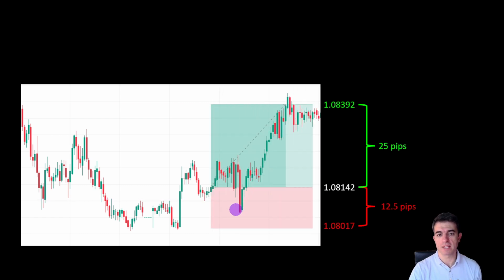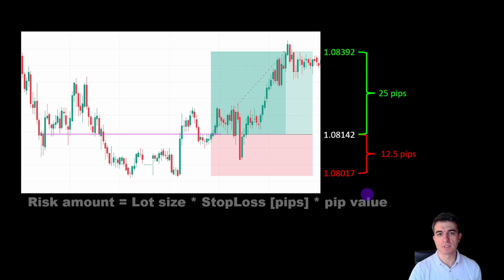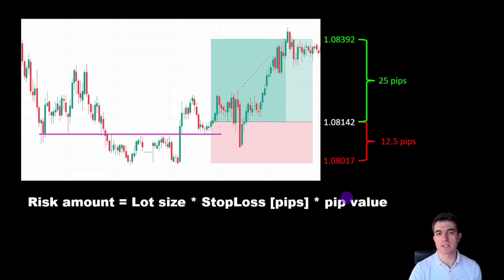The stop loss is at the previous swing low, and the take profit distance is twice as far as the stop loss. So we have a take profit to stop loss ratio of 2. In this configuration, we are risking 12.5 pips. If I need to convert this pips risk distance into its equivalent in currency, I will have to consider the trade size. The risk amount is equal to the lot size times the stop loss in pips times the pip value.